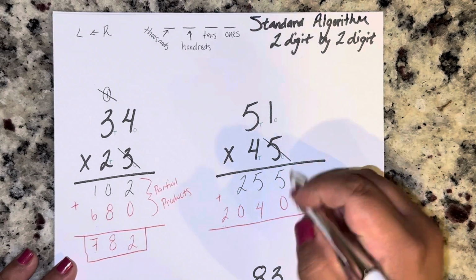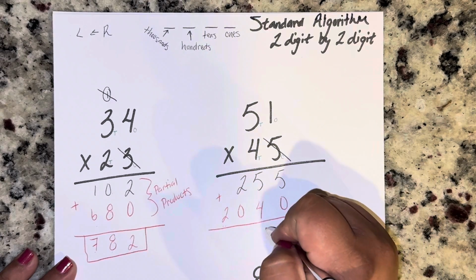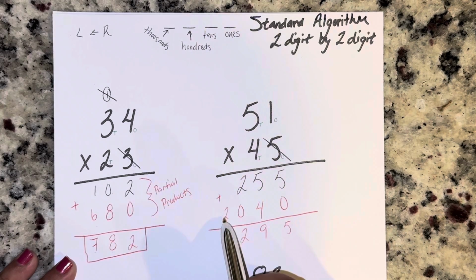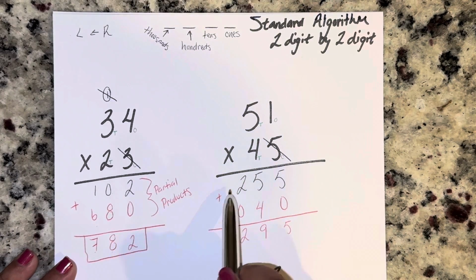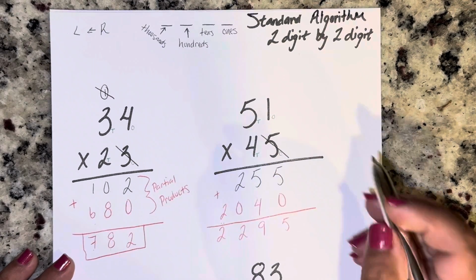So I have 5 plus 0 is 5. 5 plus 4 is 9. 2 plus 0 is 2. I do not have anything on top of this 2, therefore it's a 0. So 0 plus 2 is also 2.